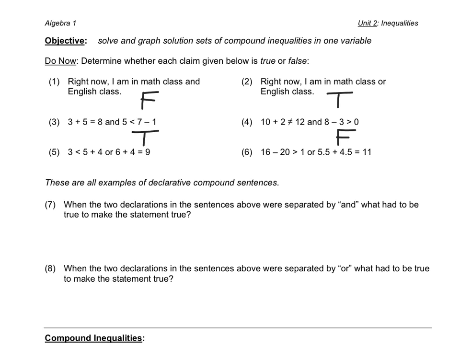Now for number 5, 3 is less than 5 plus 4, or 6 plus 4 is equal to 9. False. Okay, so this part is true, right? Now this part is false, correct? Yes. So this, or, we actually use a symbol for that. If we're using notation, it's a V. V for or.